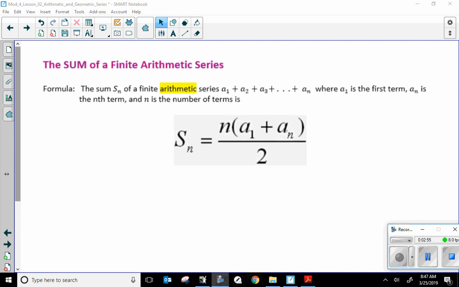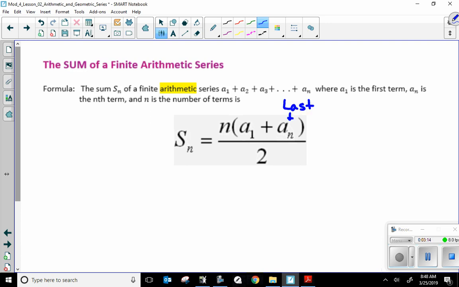All right, the sum of a finite arithmetic series. There's a formula for a finite arithmetic series, and it's this below. S of n equals n times the sum of a1 plus an, all divided by 2. An is your last term, in case you didn't know it. A1 is your first term, and n is obviously the number of terms.